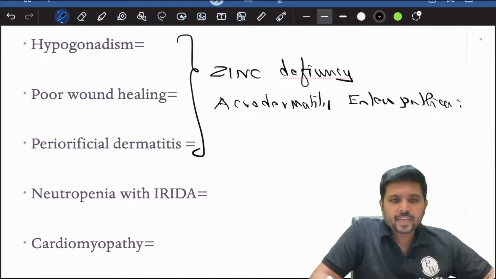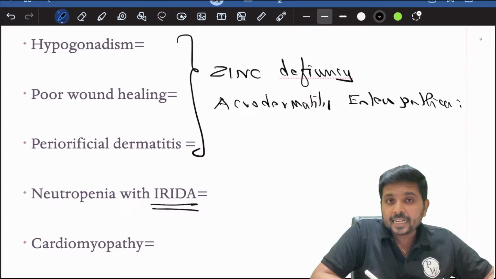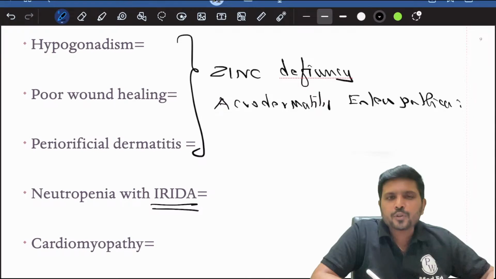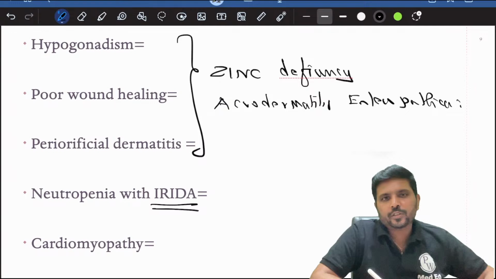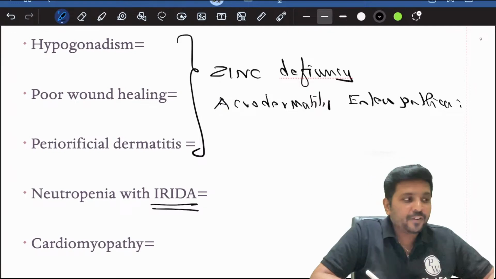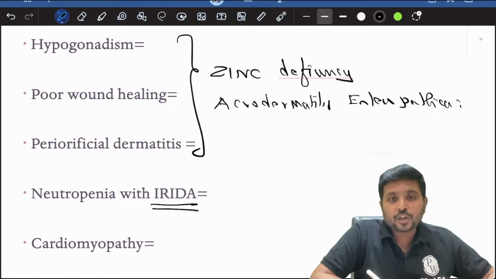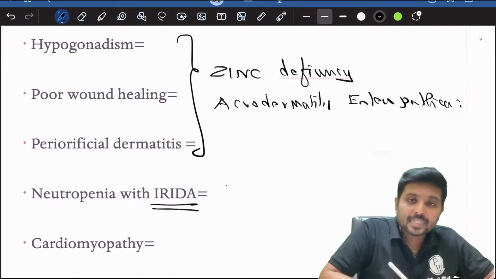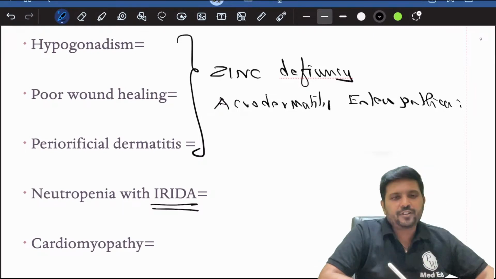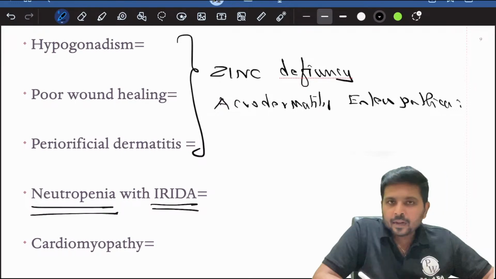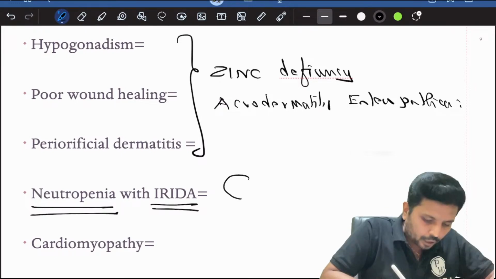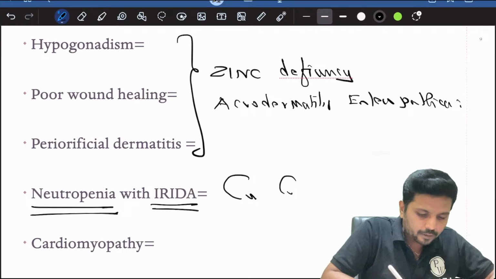Neutropenia with IRIDA. What is resistant iron deficiency anemia? If you have a microcytic hypochromic anemia, it is presumed to be due to iron deficiency anemia. When you give iron, the microcytosis and hypochromia should disappear. If it doesn't disappear, that is called IRIDA, iron refractory iron deficiency anemia. And one cause for IRIDA along with neutropenia is copper deficiency.